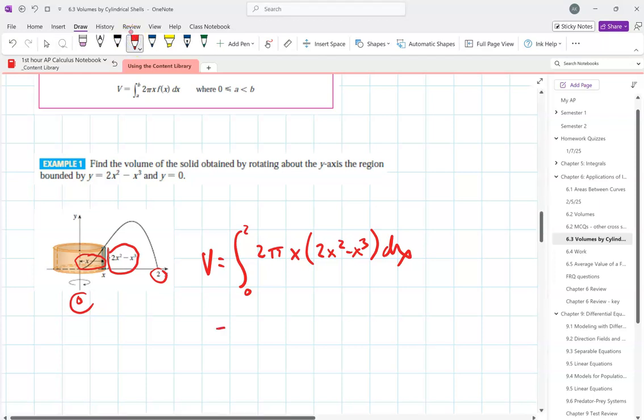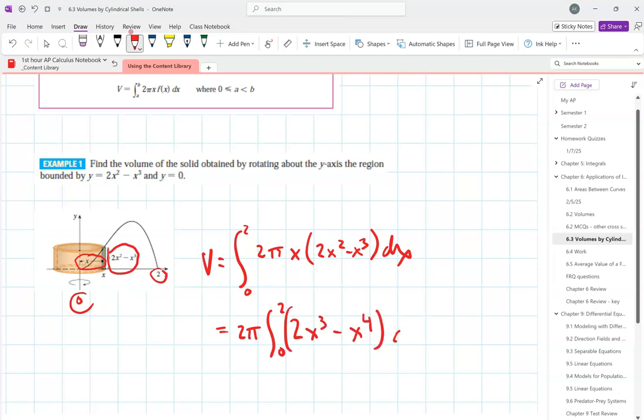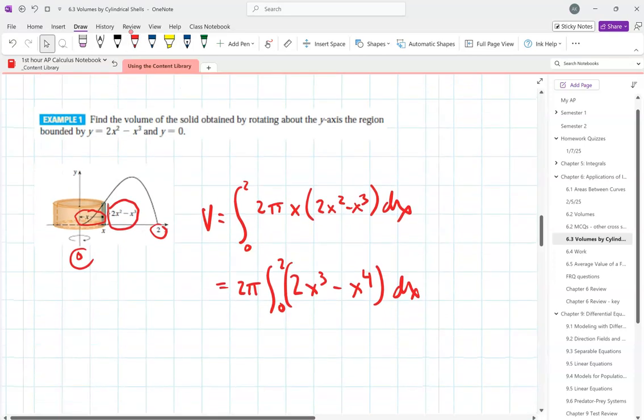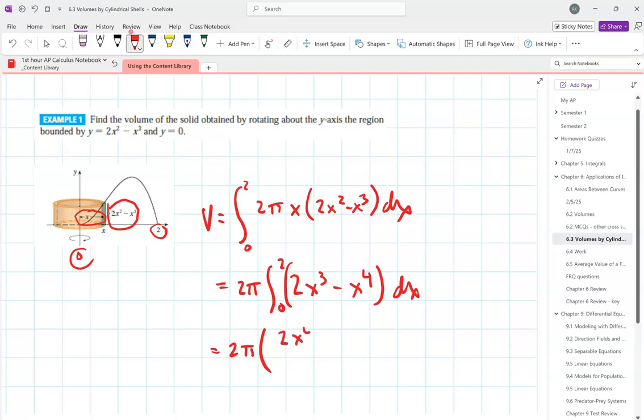Now to integrate this, let's pull the 2 pi out front, and we'll distribute the x through. So now we just need to do the antiderivative of that. So it's going to be 2x to the 4th over 4 minus x to the 5th over 5 from 0 to 2. And you just kind of grind from there.